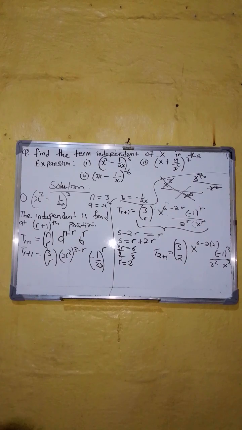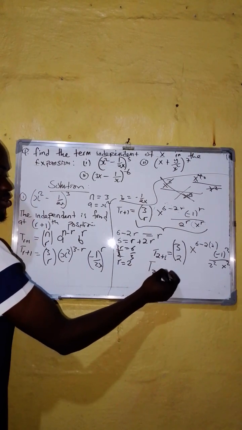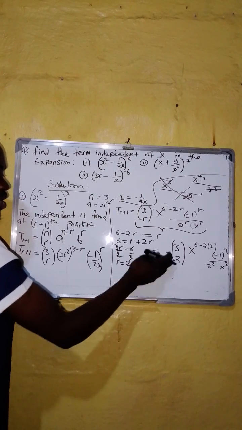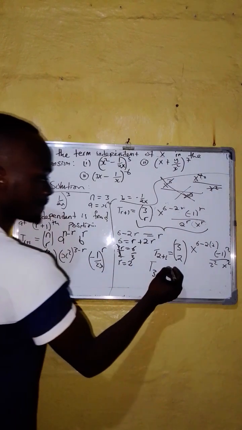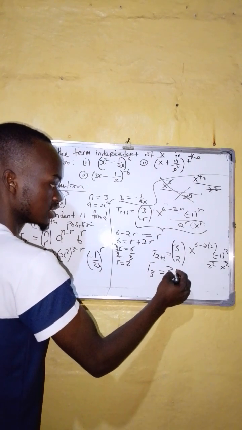Then what will be our independent term? Our independent term will be T3, equal to 3 combination 2. We can calculate that in advance. 3 combination 2 is what? 3 combination 2 is 3, multiplied by, this is a 4. Means that I'm going to have x.